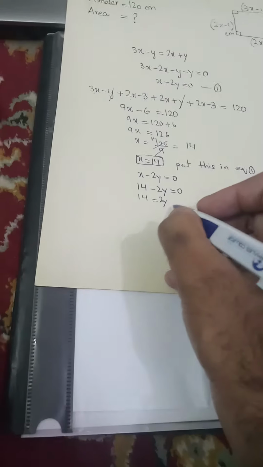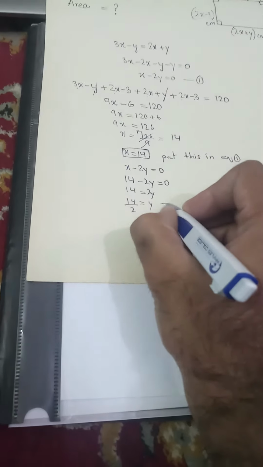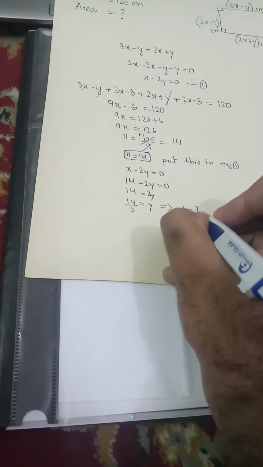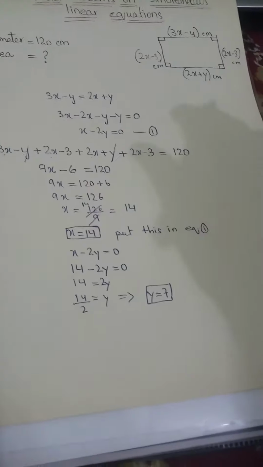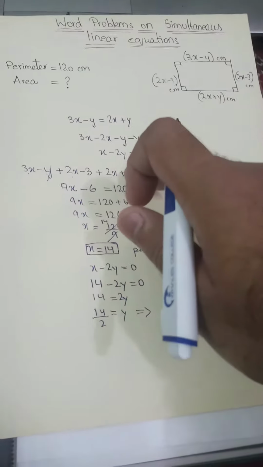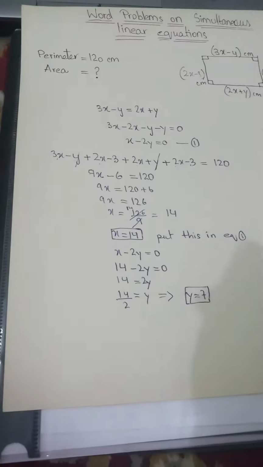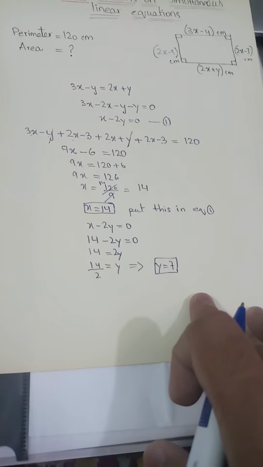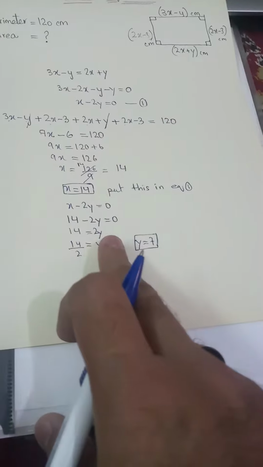14 is equal to 2y, and since I have to find the value of y, this 2 is being multiplied. It will go on the other side, it will get divided, and the value of y will be equal to 7. So by equating these two sides, I got one equation, and by using this information of perimeter, I was able to find the value of x, which is equal to 14. So I put the value of 14 in equation number 1 in order to get the value of y.